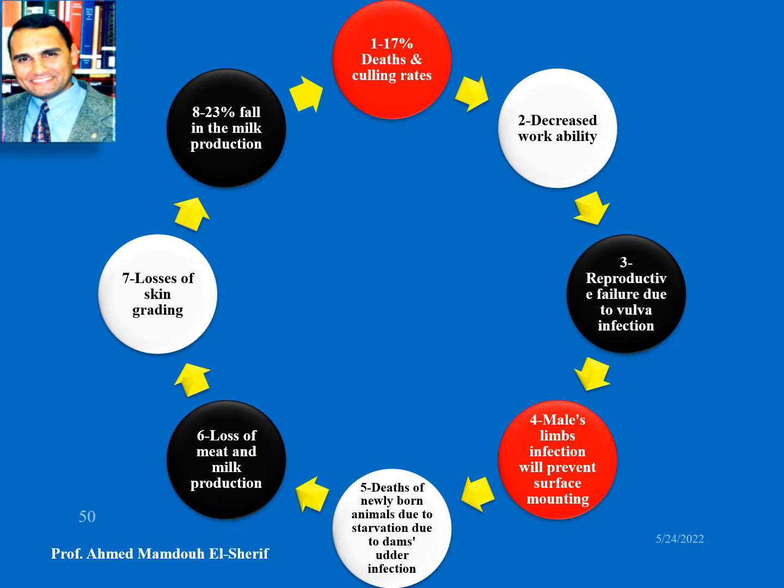Male limb infection will prevent surface mounting during heat seasons. Deaths of newly born animals due to starvation and due to dams under infection. Losses of meat and milk production due to deaths. Losses of high skin grading. A 23% fall in the milk production of infected animals that show mastitic infection.